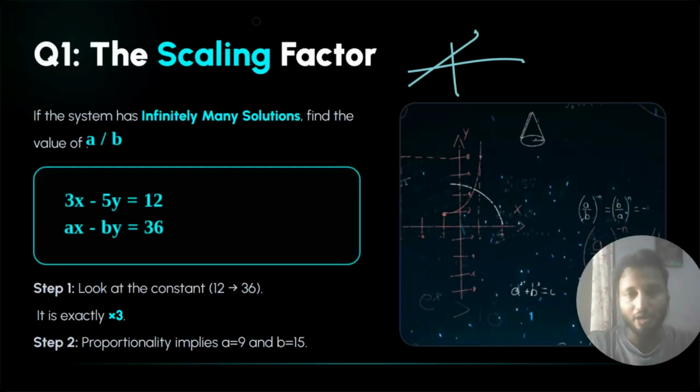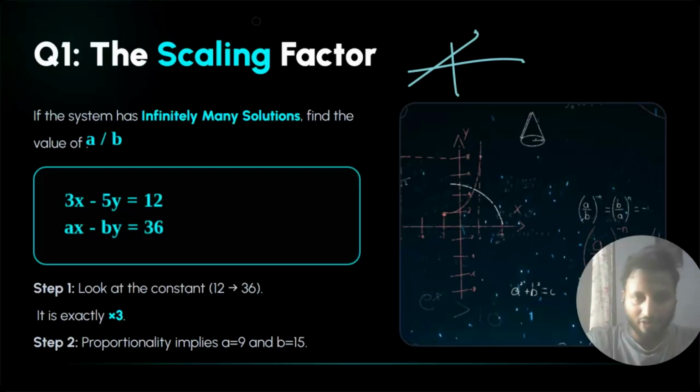So now once we are clear that these two lines are overlapping over each other, what does it mean? It simply means that both these equations are exactly the same equation. So why do they appear different? They appear different because the second equation has to be a scalar multiple of the first equation. What does it mean? It simply means that if you multiply the first entire equation by any number, you will get the second equation. Then only these two equations will be the same equation, and will have infinitely many solutions.